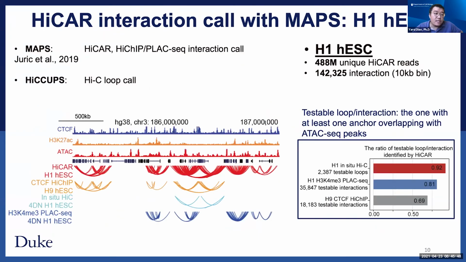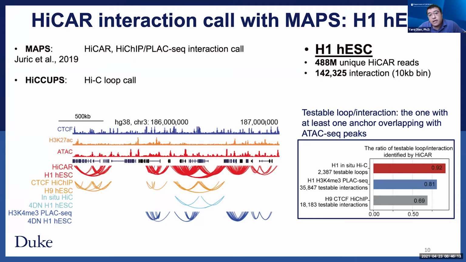And next, we want to identify the significant interactions from our HiCAR data. Here we use a method called MAPS, which was developed by Ming Hu's lab, who is also a 4DN PI. And MAPS has been used to analyze HiChIP and PLAC-seq data.